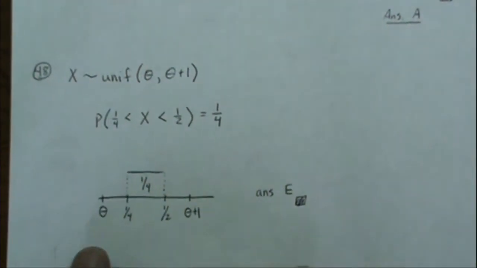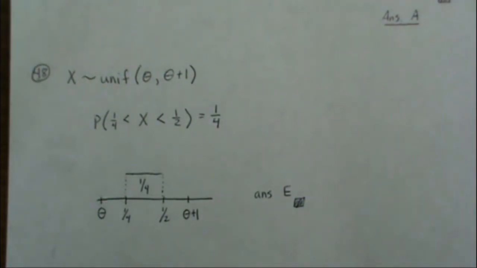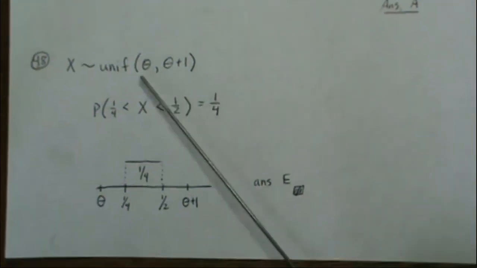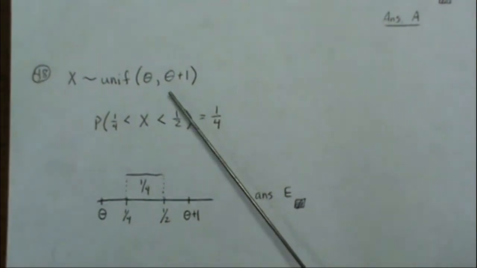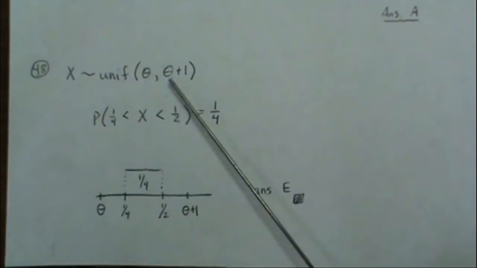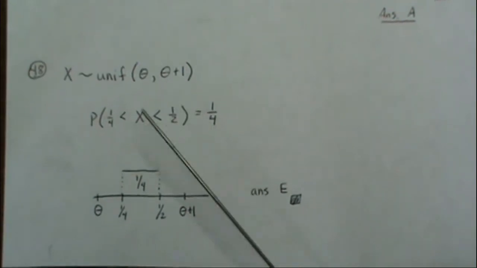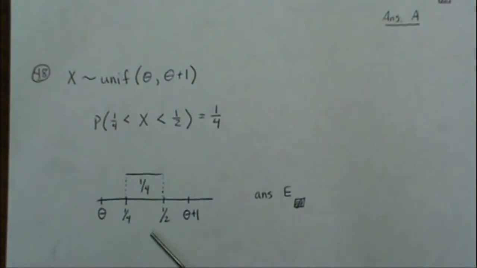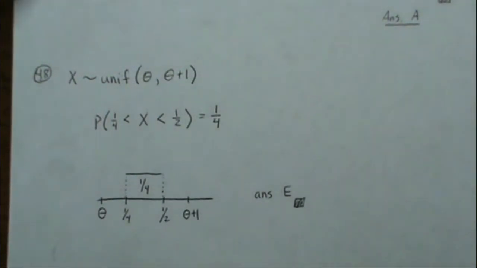Now, number 48, we're given that x is a uniform from, say, theta to theta plus 1, and I just put those values there to maybe help solve the problem. But the total distance is 1, and we're also given this probability. So this is the setting that we're in, and with this information, can we find out what this left endpoint is? And the answer is no, we can't. So the answer is E.